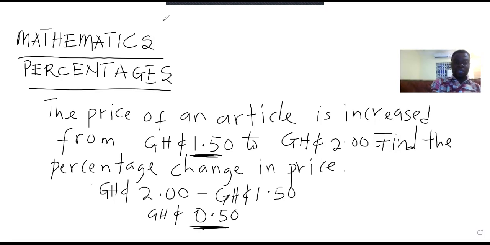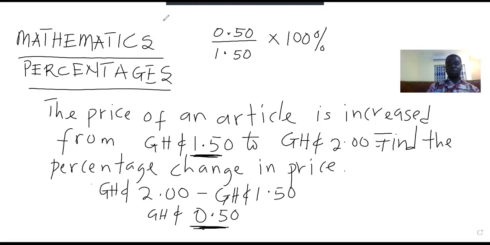So that gives us the percentage change in price, or the percentage increase in price, will be 0.50 divided by 1.50 times 100%. That is 0.50 all over 1.50 times 100%. Good.